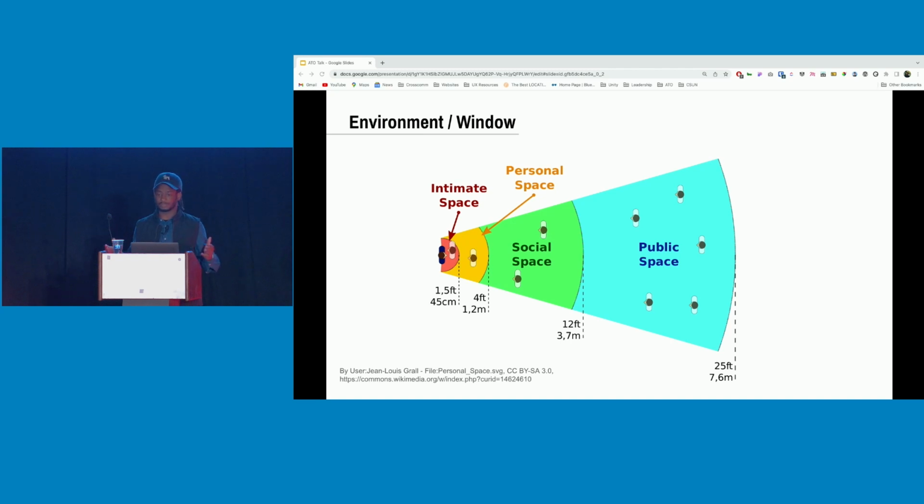Then you have personal space. If you're sitting in your office, that may be your desk. Or if you're sitting on your couch, that could be your coffee table. These are the items where, if you ever use augmented reality, you start placing things right in front of you and interacting with them. And then you have social space.